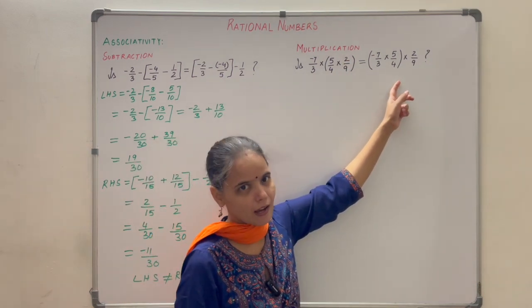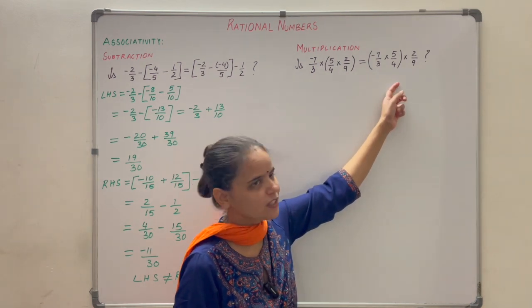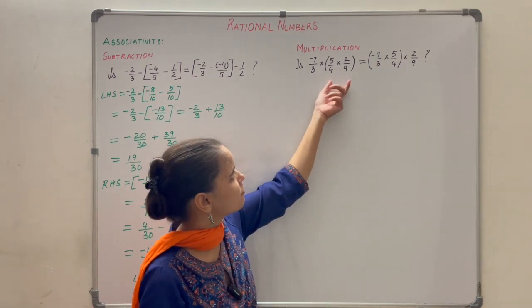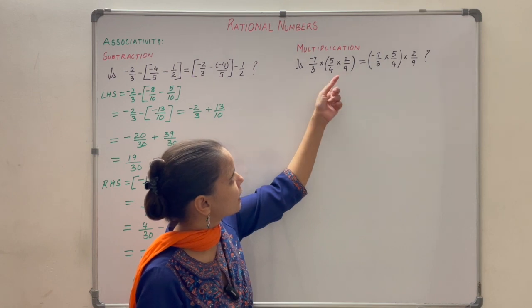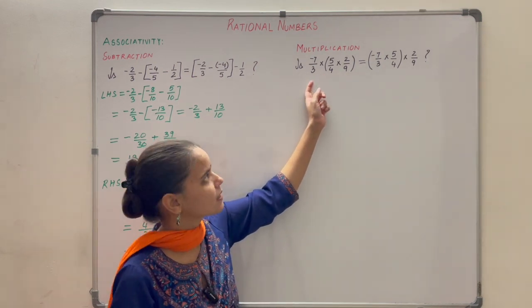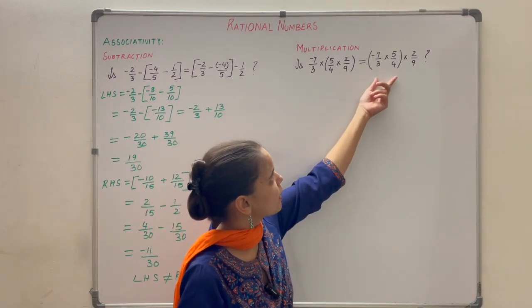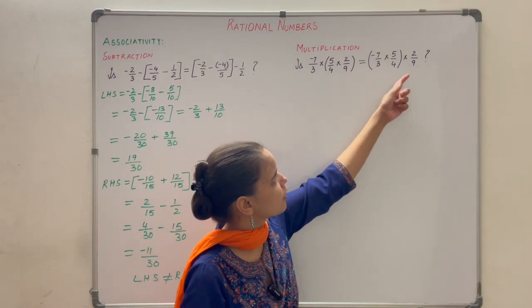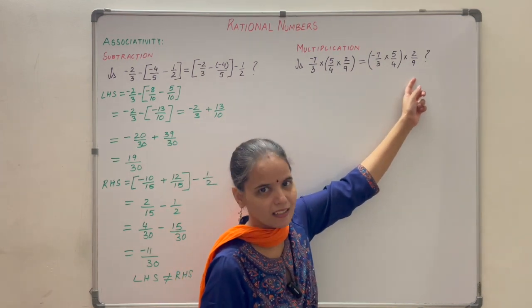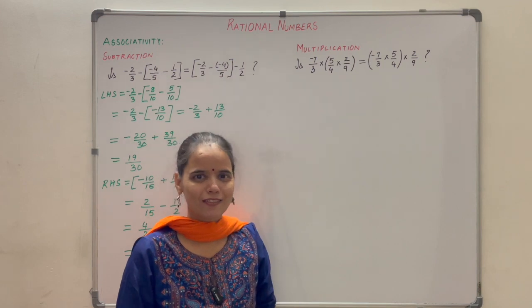Same rational numbers I have written over here, but I have changed the order. Here I am first multiplying these two numbers, and the result is being multiplied to this number. And here first we have to multiply these two numbers, and then we have to multiply that result with this number. So let us solve the left hand side first.